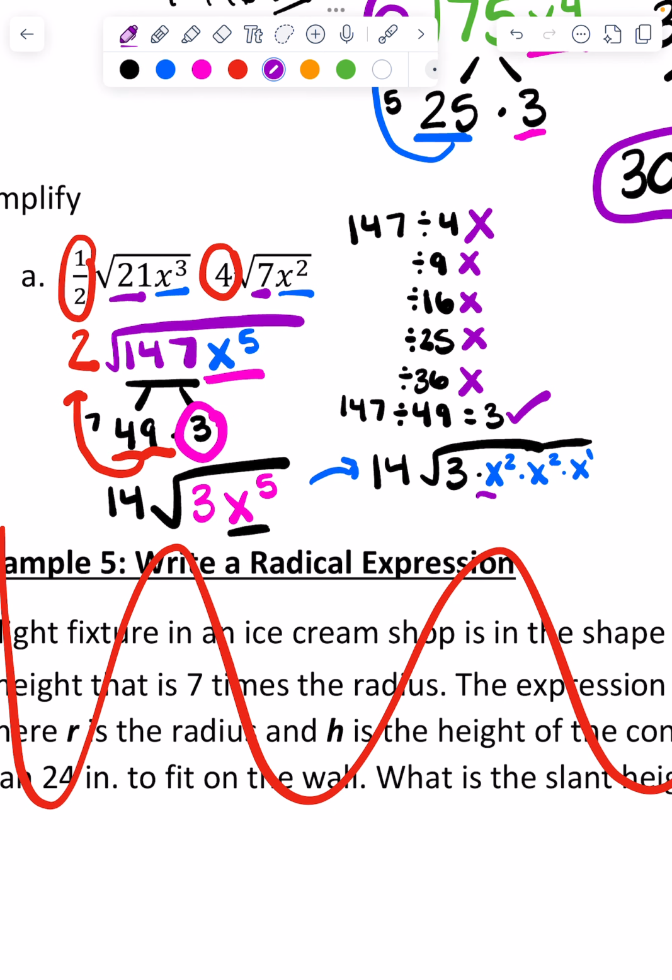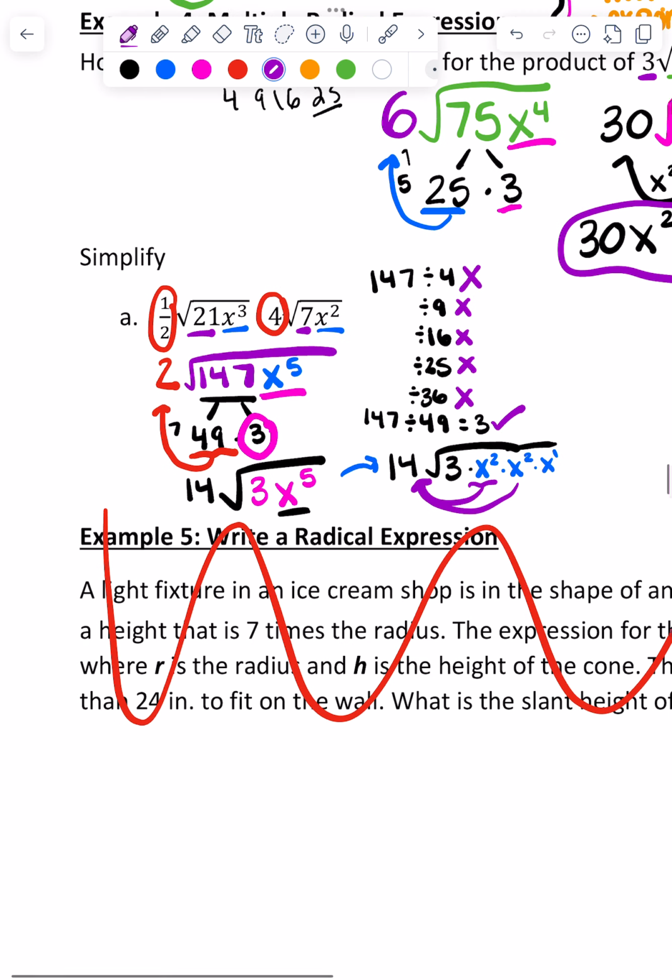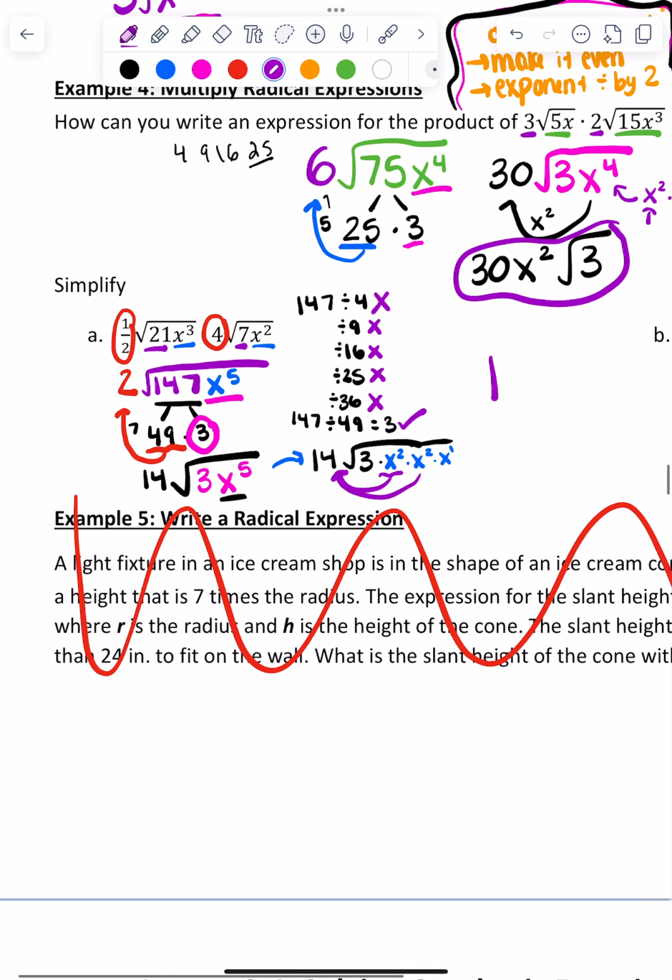And every x squared, I can take out 1 x. So how many x's in total can I pull out? We can take out 2. So the 14 was already out front, 2 x's are going to join it. And on the inside, we're left with the 3 and 1 x. 3 and 1 x.